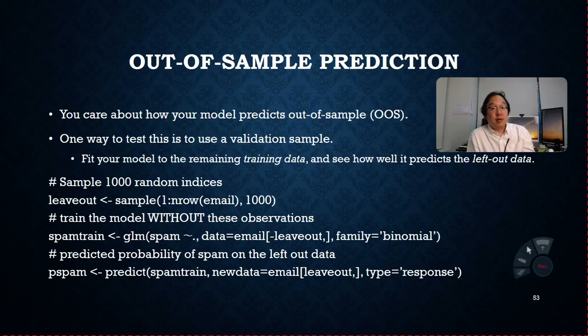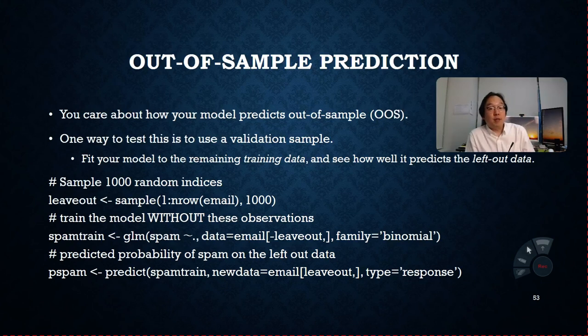And then sample 1,000 random indices, and you specify the leave out data. Starting with the email data, take a random sample of 1,000 of them. Take it out as a leave out and train the model without these observations. So spam train data will be created, using GLM, spam tilde everything, which means again, run the logistic regression using all the explanatory variables. But in terms of the observations, don't forget, you take out those leave out observations in this regression, and you run the regression using the rest of it. That's what this command is about.